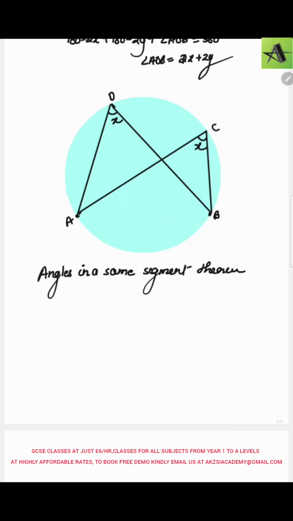Even if they are subtending an angle here, then also we'll get the same answer. So angles in the same segment are equal. Now one question: because AB subtending at D and C, they are equal. Now the same arc AB is subtending an angle here. Will it be equal? No, this will not be equal. Because first of all, the theorem says angles in the same segment, and this is not in the same segment.